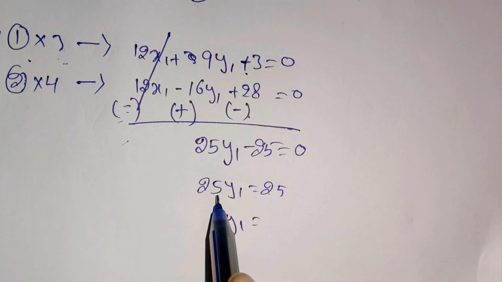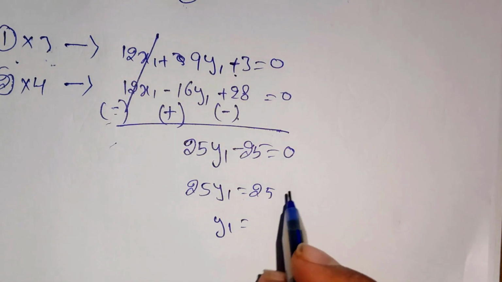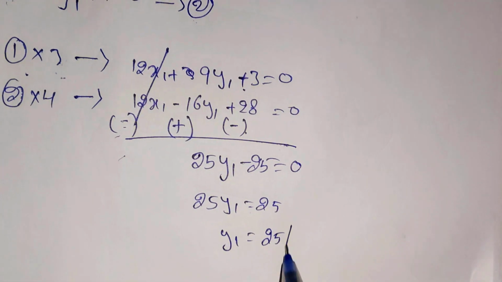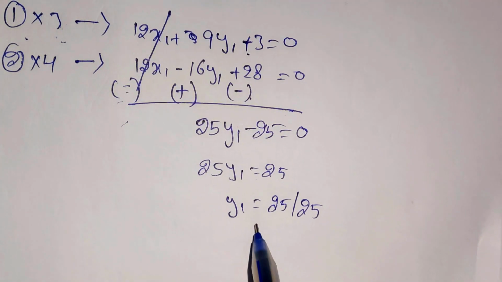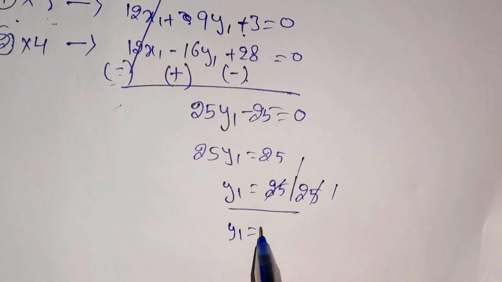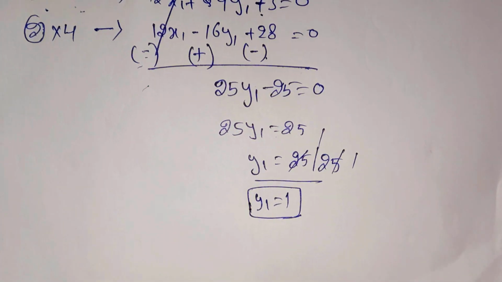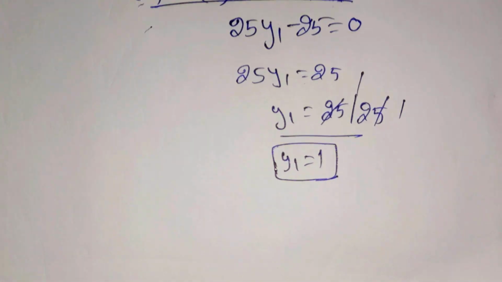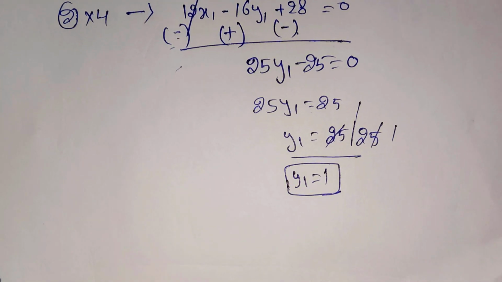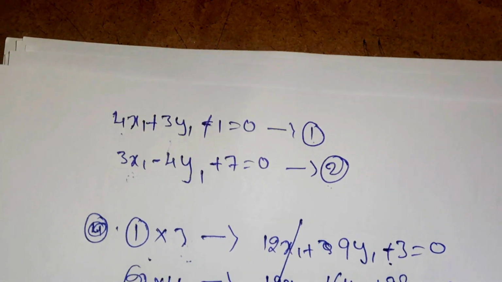The 25 multiplied here goes to the right side of the equation. We get 25 by 25. What is the value? 25 ones are 25. y1 equal to 1. And we get the y1 value here. Now it's time to substitute the y1 value in equation number 1.